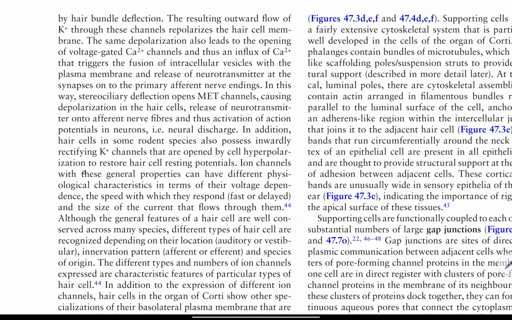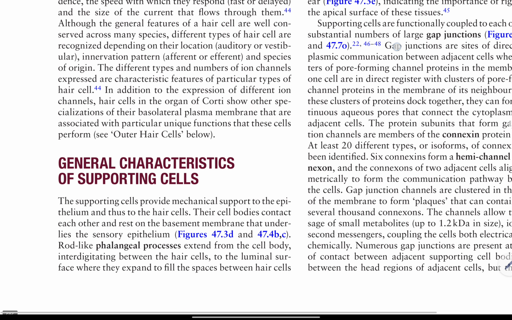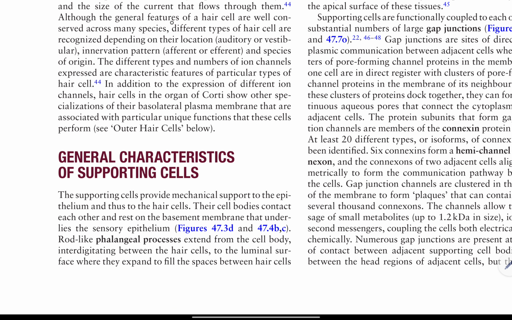Ion channels with these general properties can have different physiological characteristics in terms of their voltage dependence, the speed with which they respond, fast or delayed, and the size of the current that flows through them. Although the general features of the hair cells are conserved across many species.